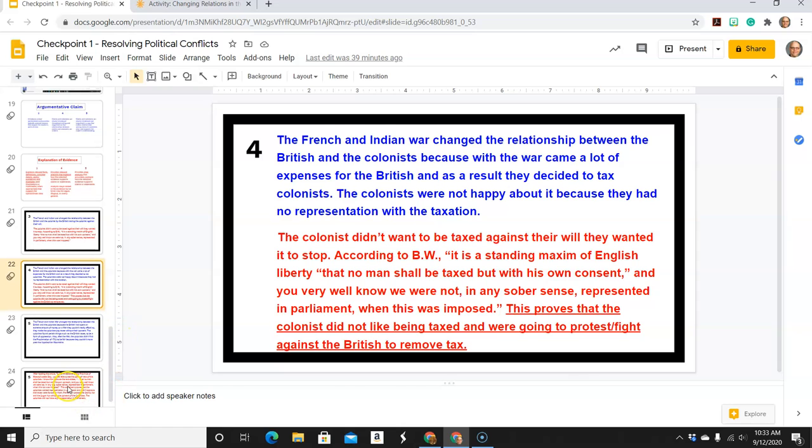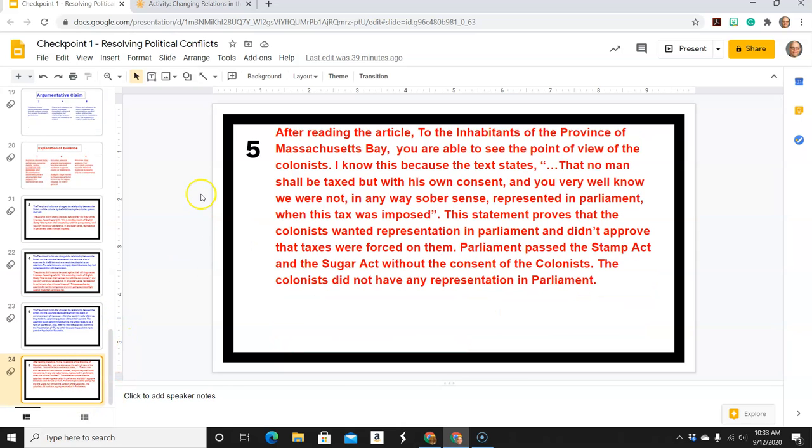Let's take a look at a 5 explanation of evidence. After reading this article to the inhabitants of the province of Massachusetts Bay, you're able to see the point of view of the colonists. I know this because the text states that no man shall be taxed but with his own consent. And you very well know we were not in any sober sense represented in Parliament when this tax was imposed. This statement proves that the colonists wanted representation in Parliament and didn't approve the taxes that were forced upon them. Parliament passed the Stamp Act and the Sugar Act without the consent of the colonists. The colonists didn't have any representation in Parliament.